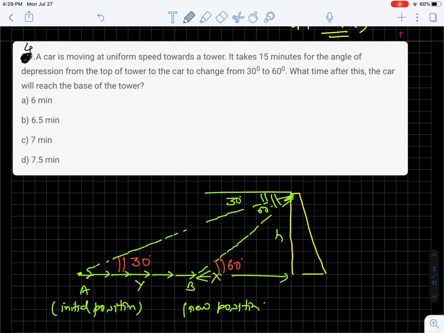See here, a car is moving with uniform speed towards a tower.